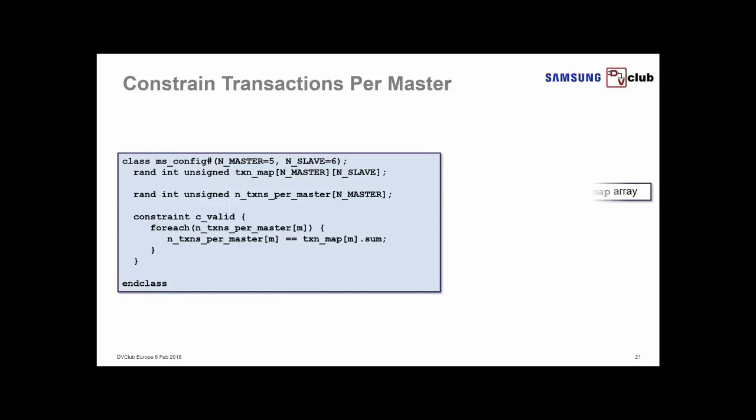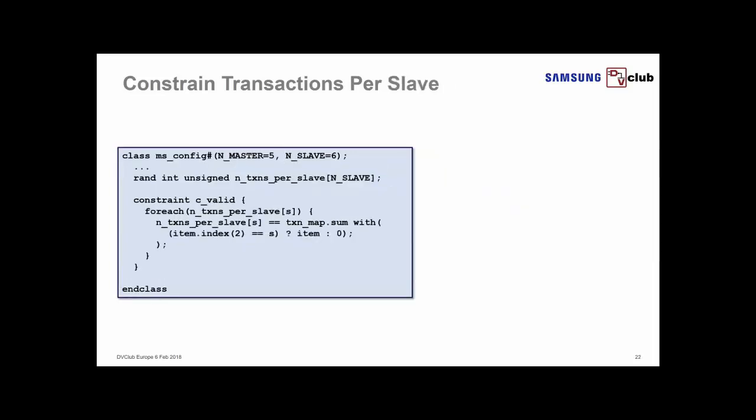To constrain the number of transactions for each master, I can just sum the transactions in each row. And that's not too much more difficult. I can iterate over each row using a foreach loop, and then use the sum method again to sum each of the rows.